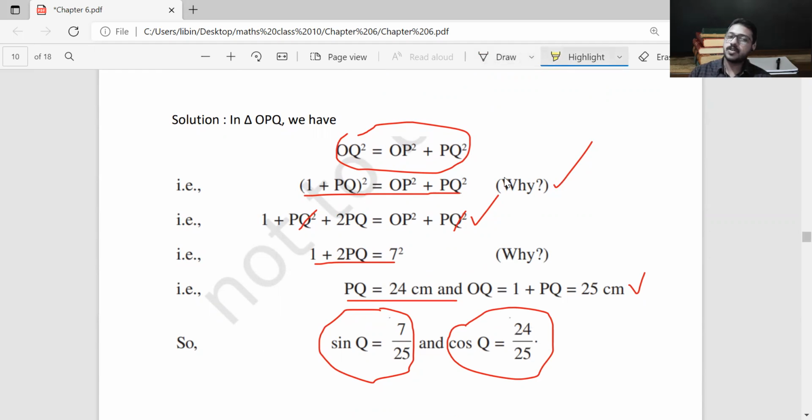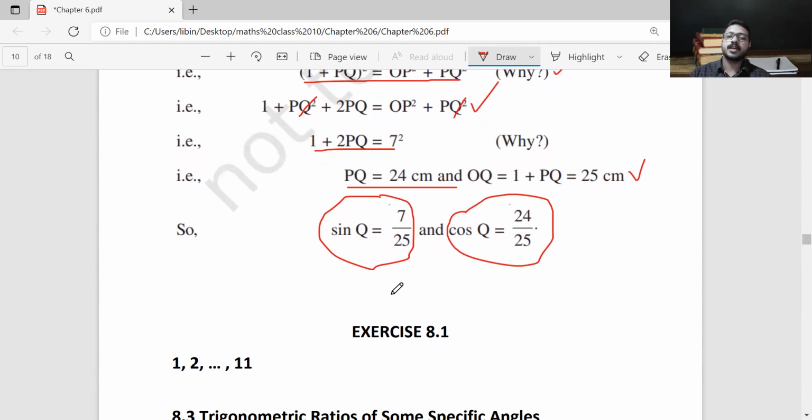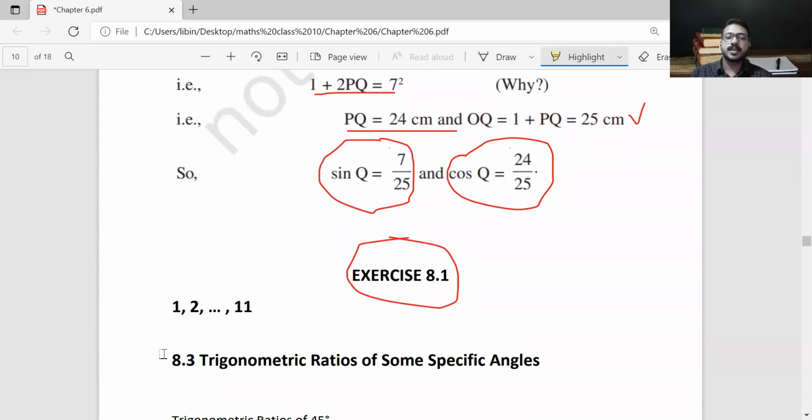Okay. So actually that's about this section, and you can directly apply all this information in solving these exercises. Actually, these exercises are very easy to solve, and if you have doubts, you can ask me. I will clear it. Okay, and now we are going to our section 8.3, trigonometric ratios of some specific angles.